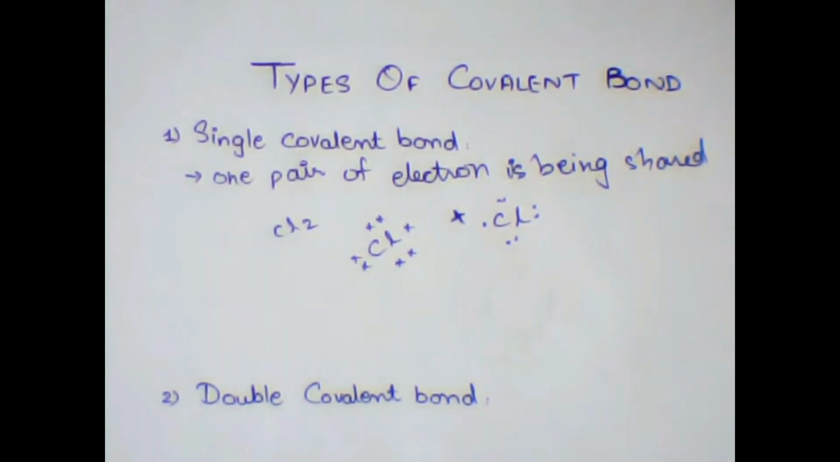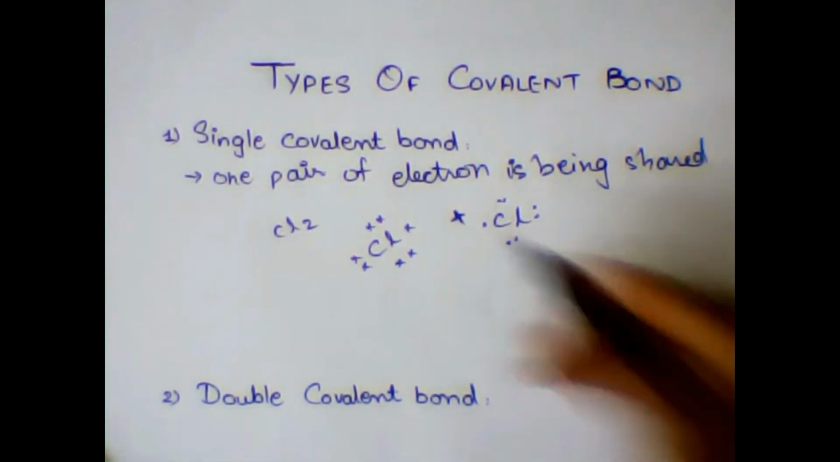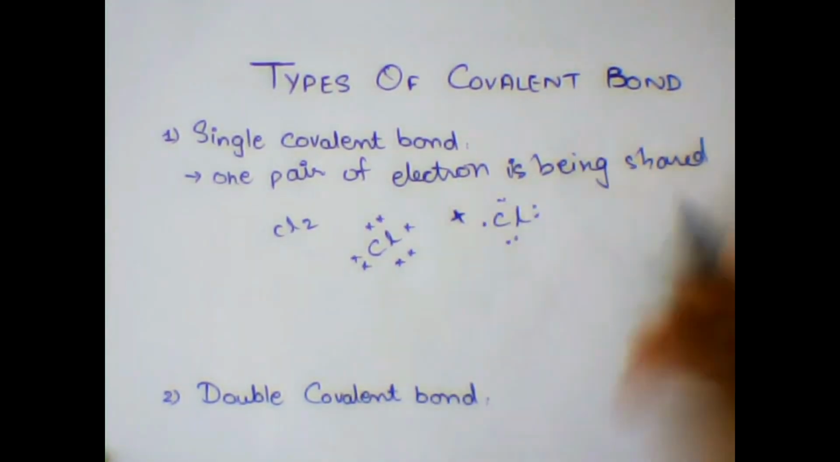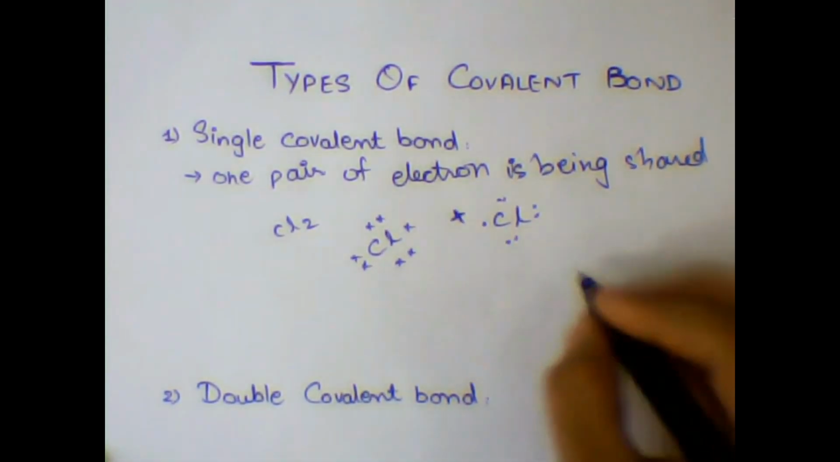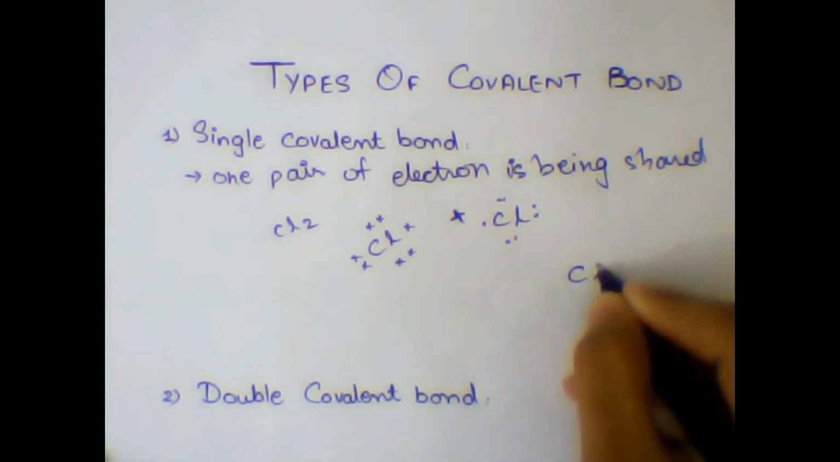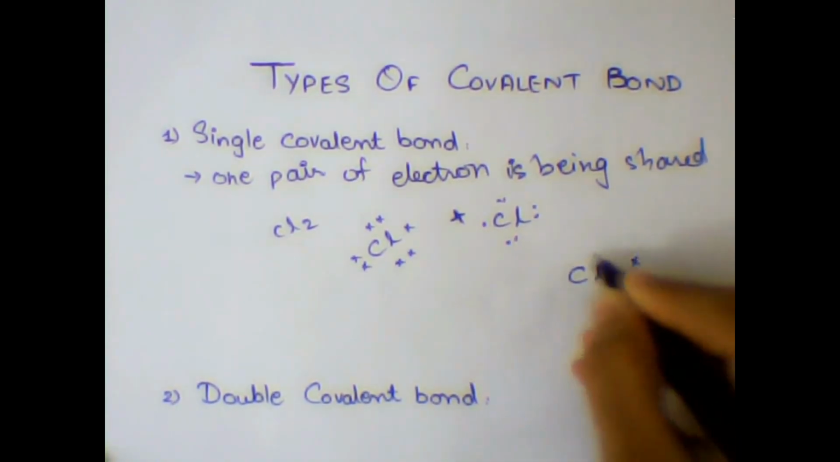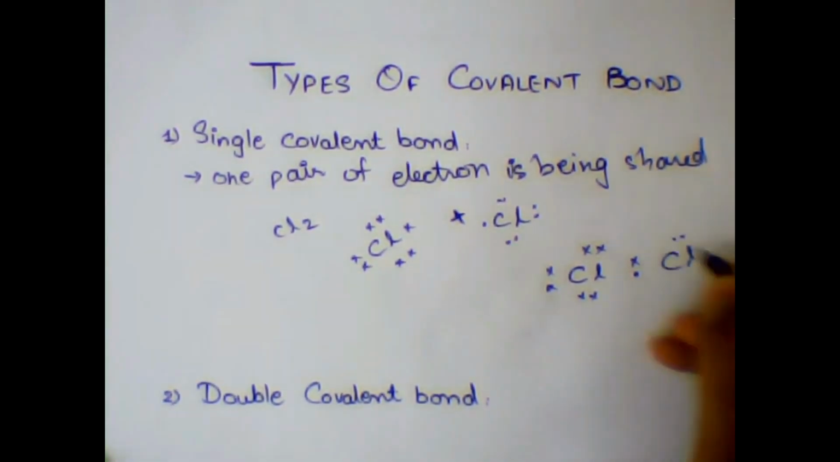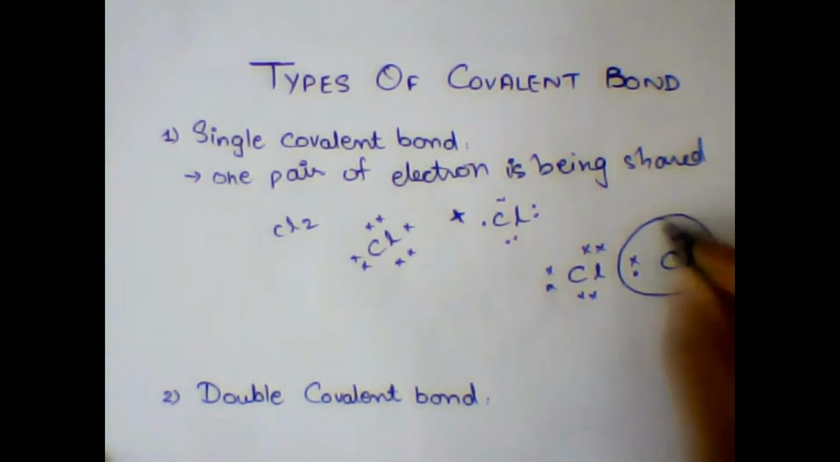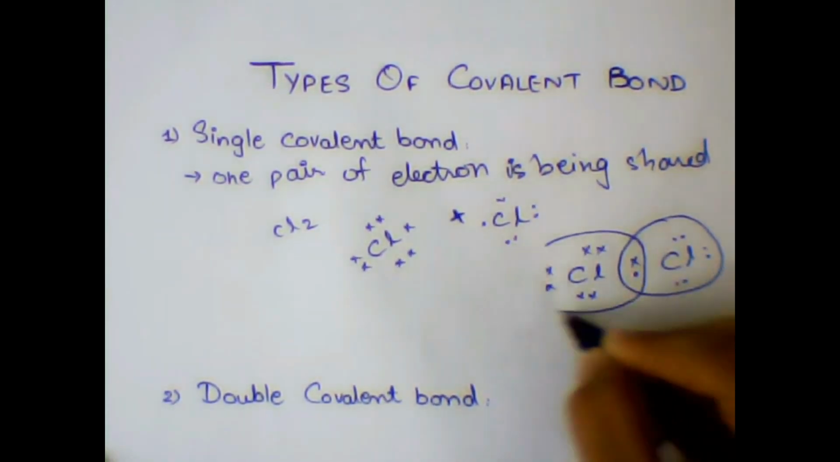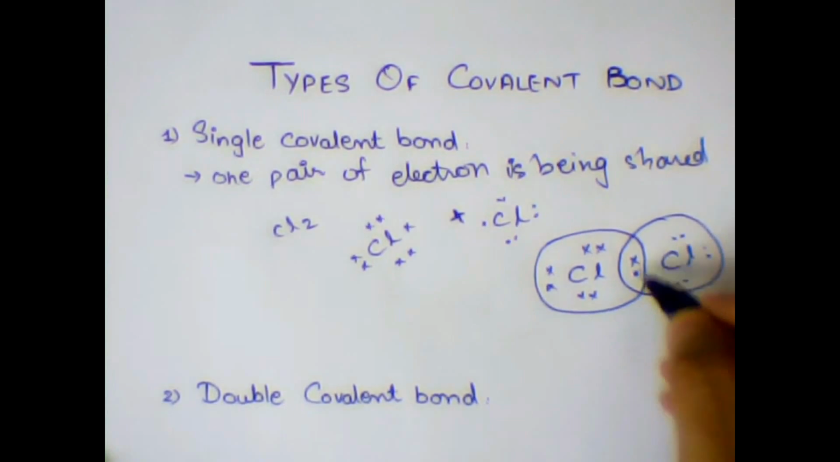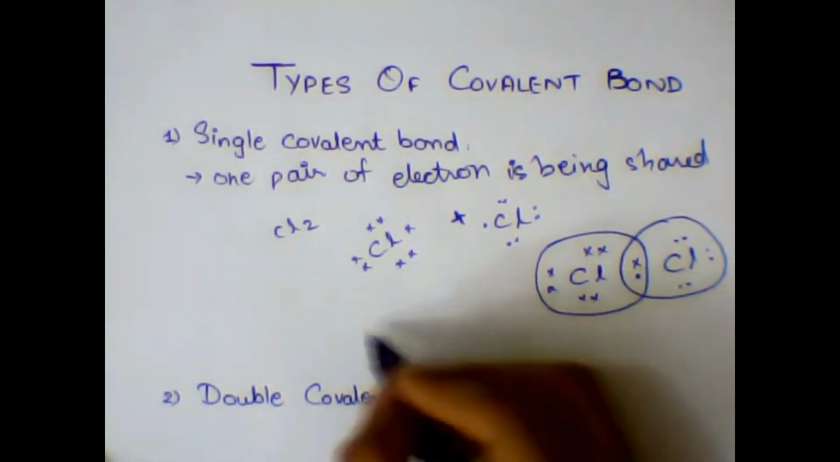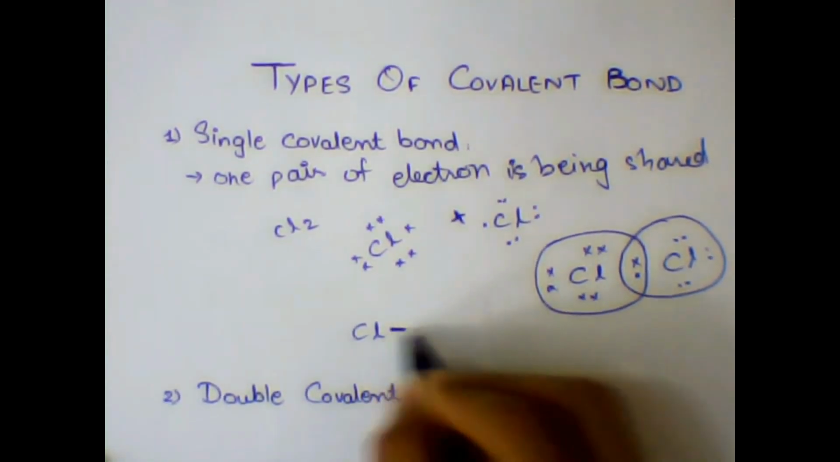When they interact with each other, both chlorine share their 1 electron, and as a result, a covalent bond is established between chlorine molecules. So this is the shared pair of electrons. Since one pair of electrons is being shared, we call this single covalent bond. Single covalent bond is represented by a single straight line.